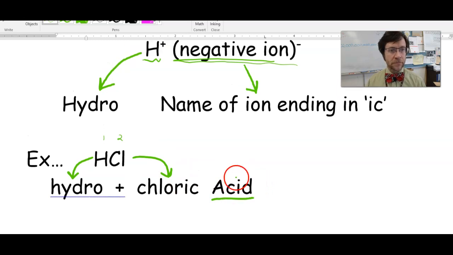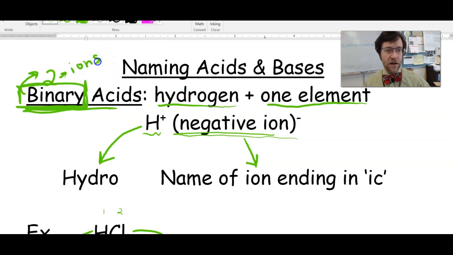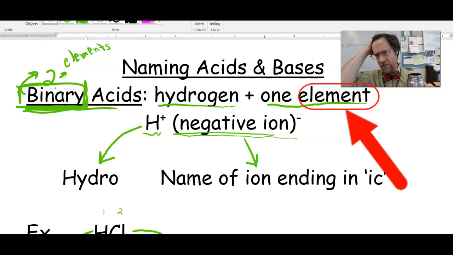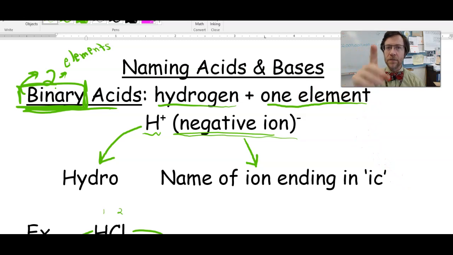I'm going to change that from ions to elements. I think I may have misspoken a little bit, enough to make things kind of confusing. So I want to change the binary definition to 2 elements, not just 2 ions. That might be a little confusing. It's 2 elements. I think that's going to be a better definition for us.